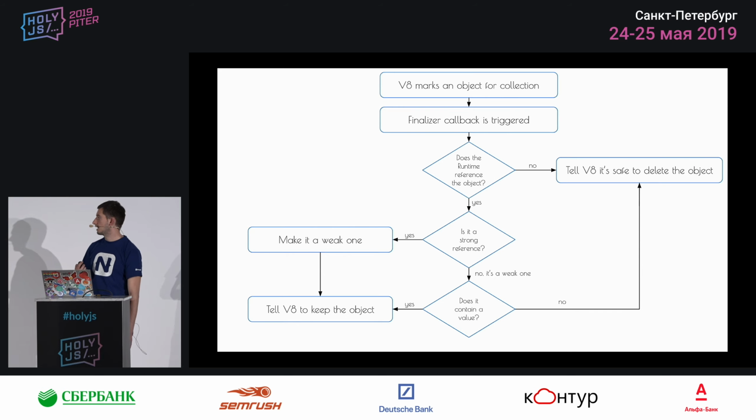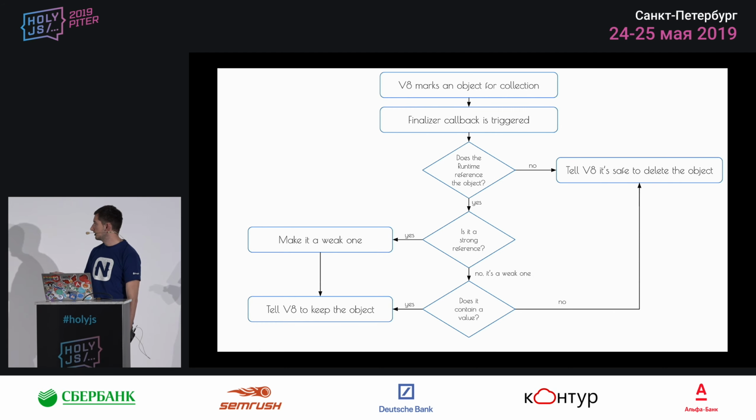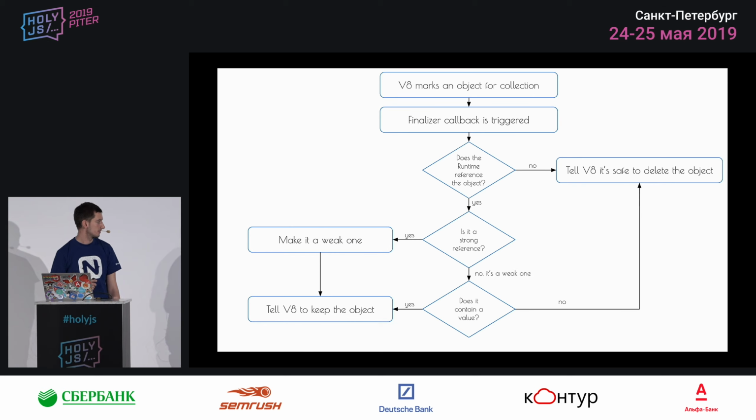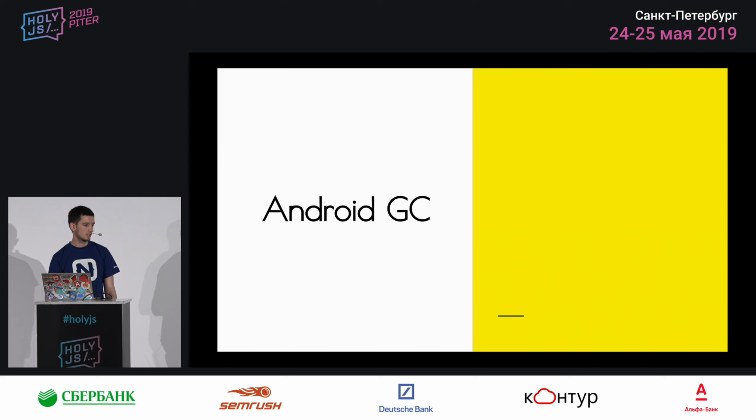Suppose we have a second garbage collection, again for the same object. The finalizer is triggered. We check if there are any references, and this time we see the reference is a weak one. And this case by itself has two micro cases. We can either have a value inside the weak reference, or we cannot have a value. And this depends on the Android's garbage collector.